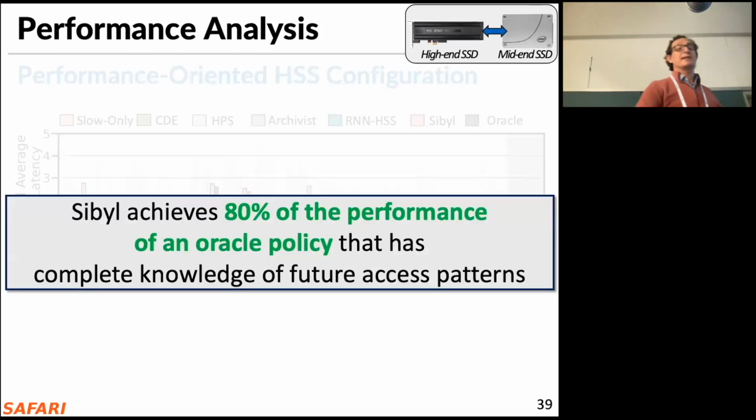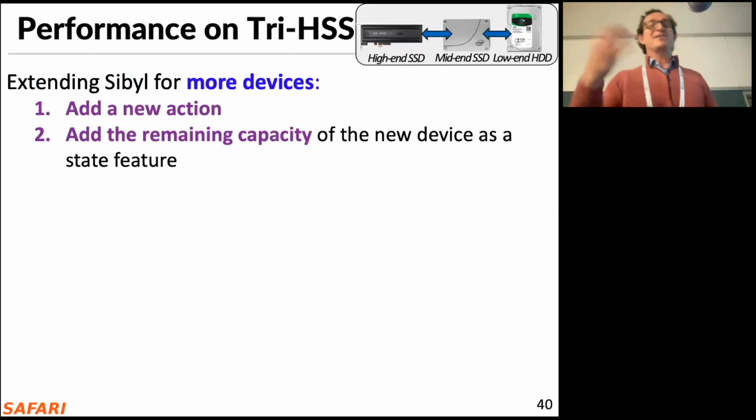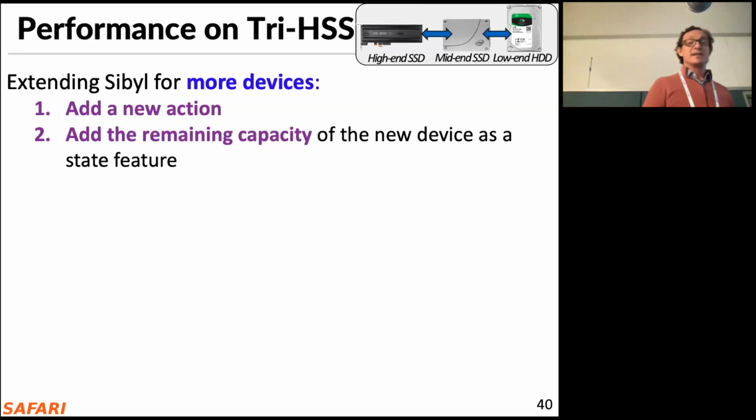And in the end, Sibyl can achieve 80% of the performance of an Oracle policy that has complete knowledge of future access patterns within a time quantum. Okay, now the interesting thing is actually extending this to hybrid storage devices, which is a problem with prior mechanisms. It's not easy to extend the prior mechanisms to three storage devices. Extending Sibyl is relatively easy.